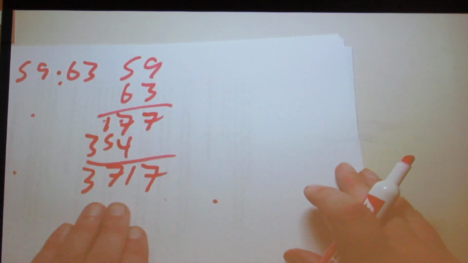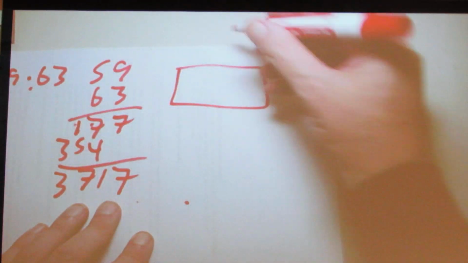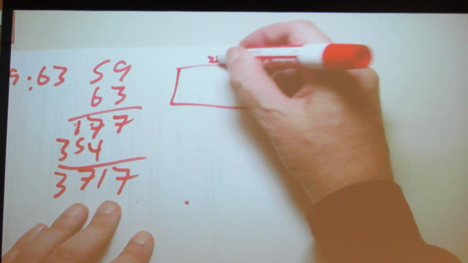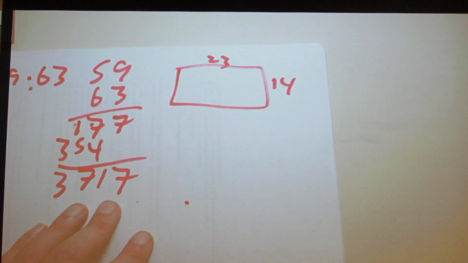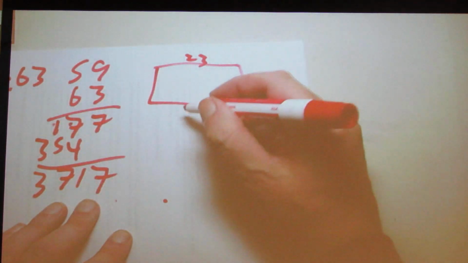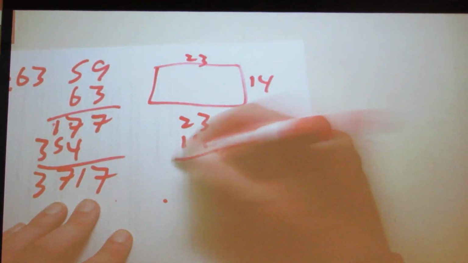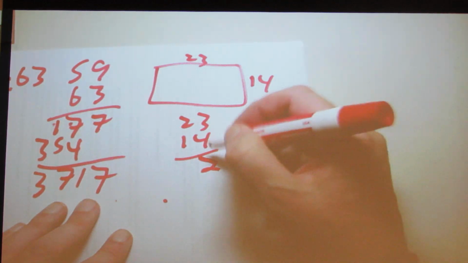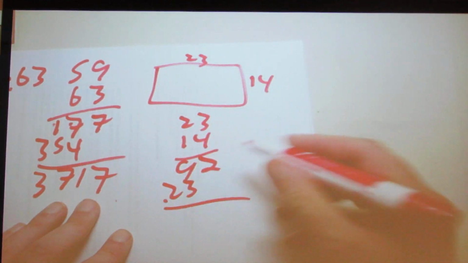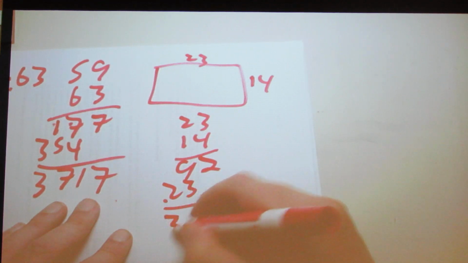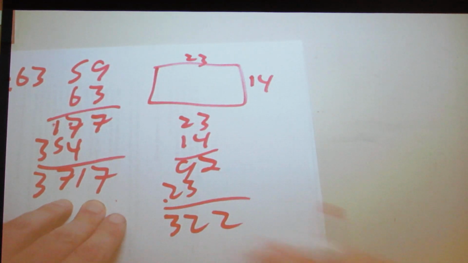Then you'll have one where you do an area of a rectangle, and one side is 23 and the other is 14. So to find the area, you just multiply the two numbers. 23 times 14, and 12, 8 and 9, and 23. Add these together, and you will get 322.